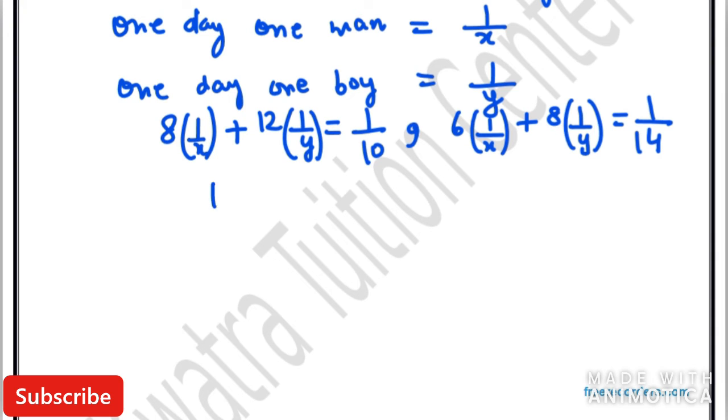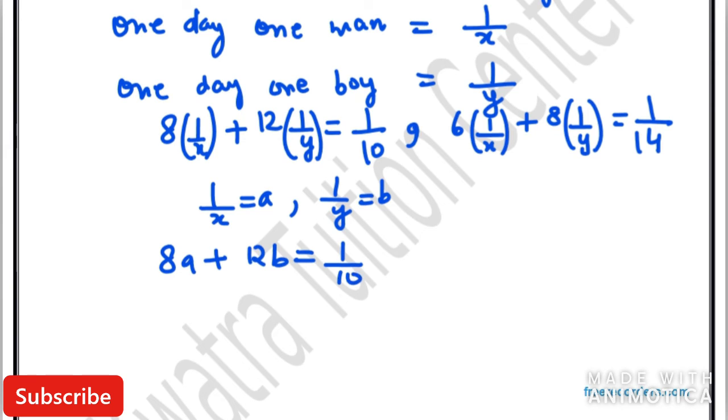Now you have to consider 1 over x as a and 1 over y as b to find the answer. So this is actually the last method of exercise in NCERT that you have to consider. You have to replace 1 over x as a or any other variable. So it will be 8a plus 12b equals 1 over 10. Now in the next equation it will be 6a plus 8b equals 1 over 14.